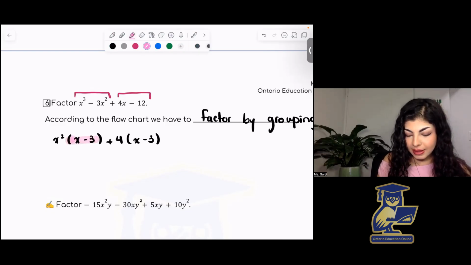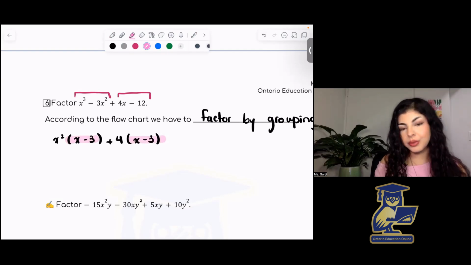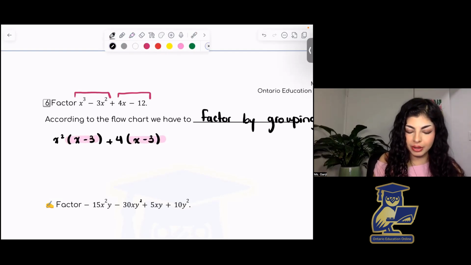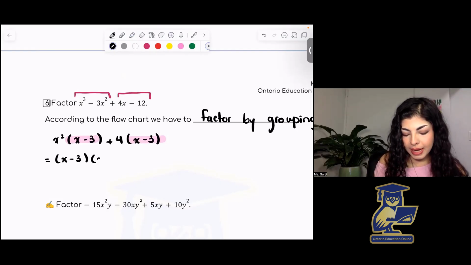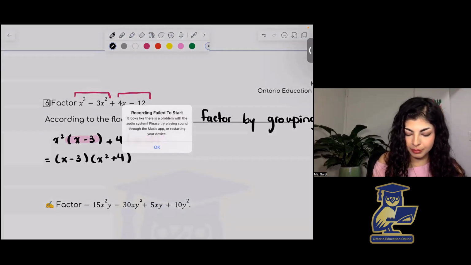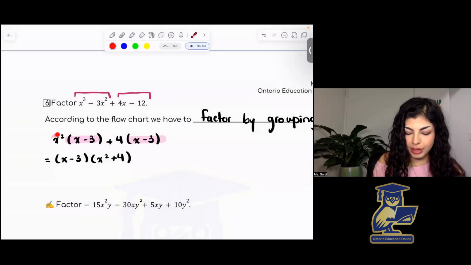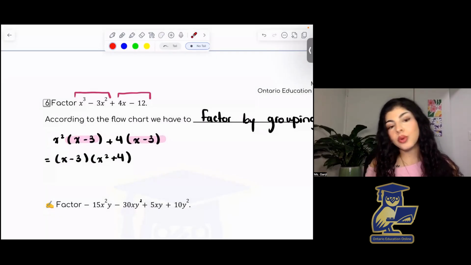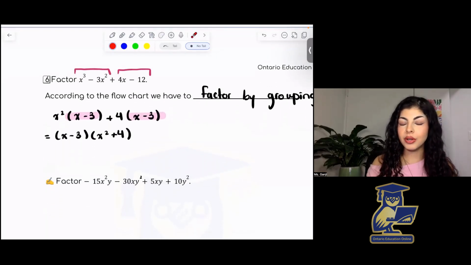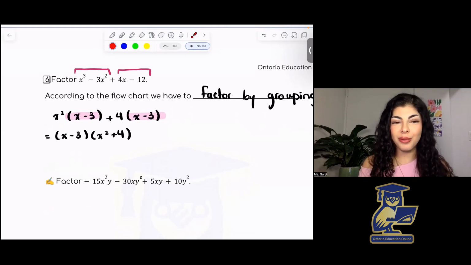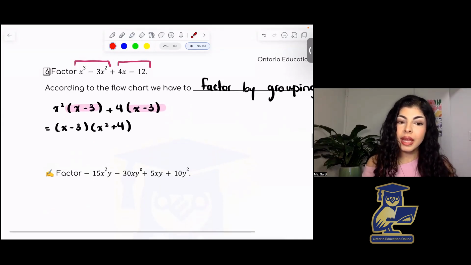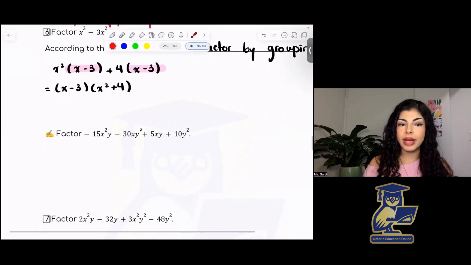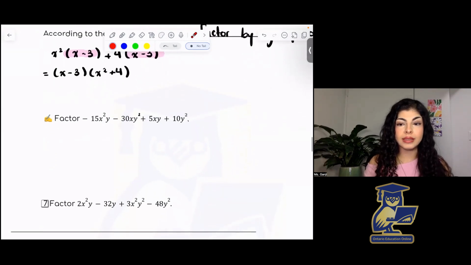Because these two both have that x minus 3 in common. So let's factor out the x minus 3. And we get x squared plus 4, because that's coming from this x squared and this plus 4. And so now we were actually able to factor a polynomial with 4 terms into its factors. Now, take a bit of time, try this one on your own, and then I'll do one last example with you for today.